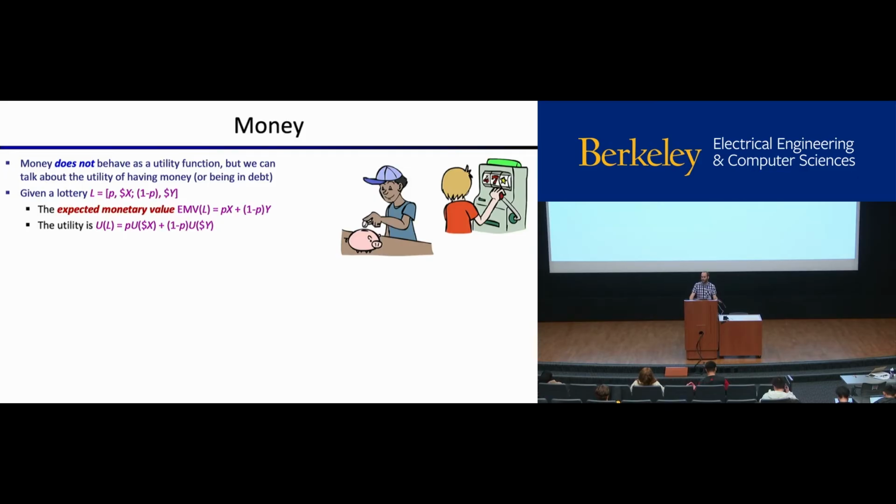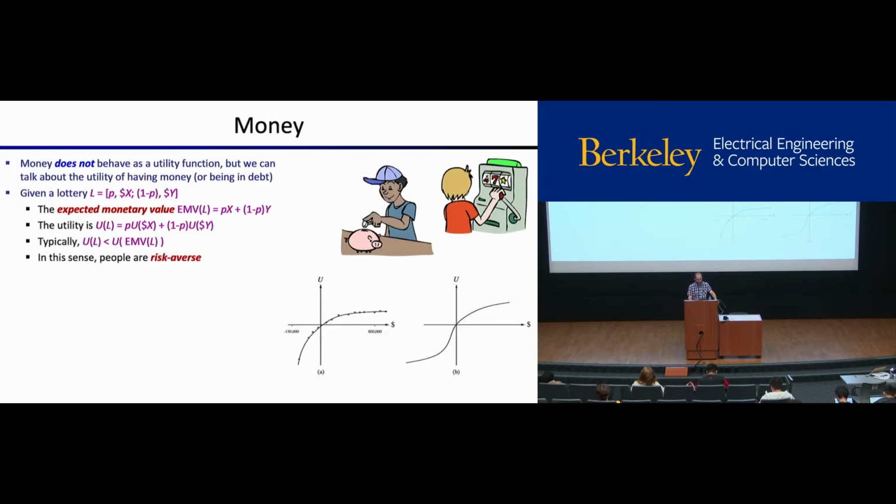Before moving on, any questions about the expected monetary value? Okay. The utility that you get of this lottery is P times the utility of having X dollars plus 1 minus P times the utility of having Y dollars. These could be pretty different. Typically, in fact, the utility of a lottery is less than the utility of a guarantee of the expected monetary value. And in this sense, people are risk averse.